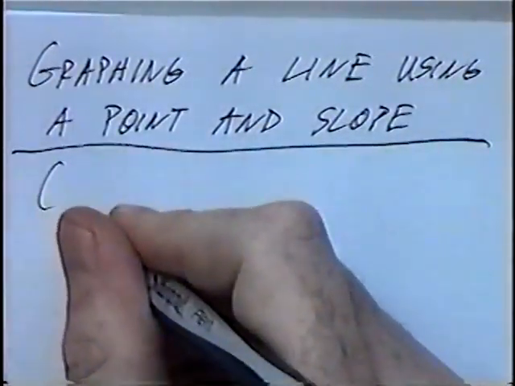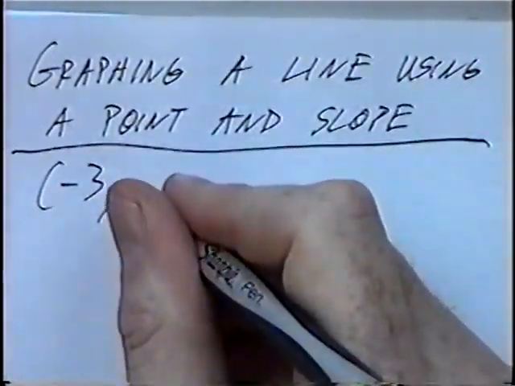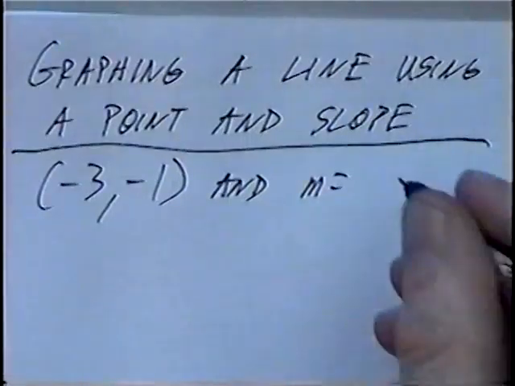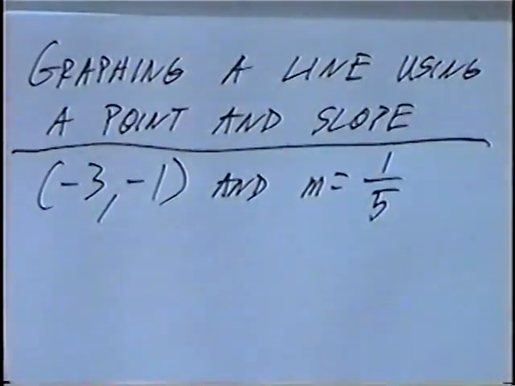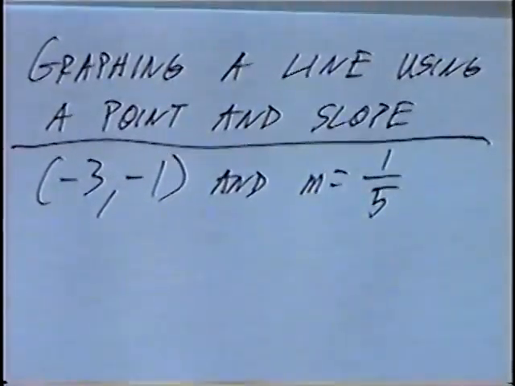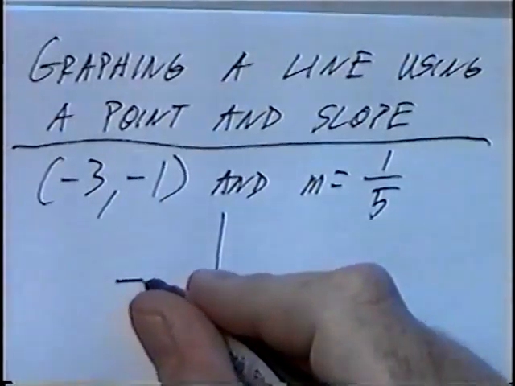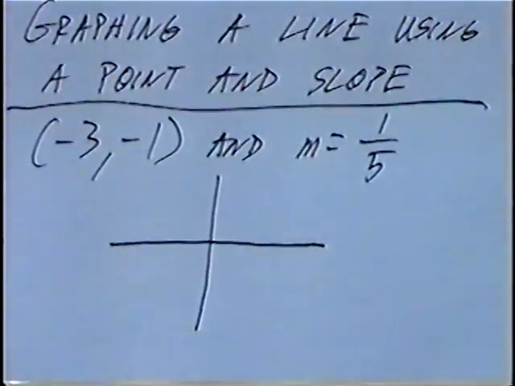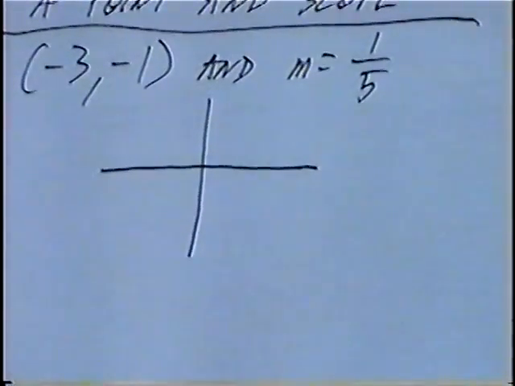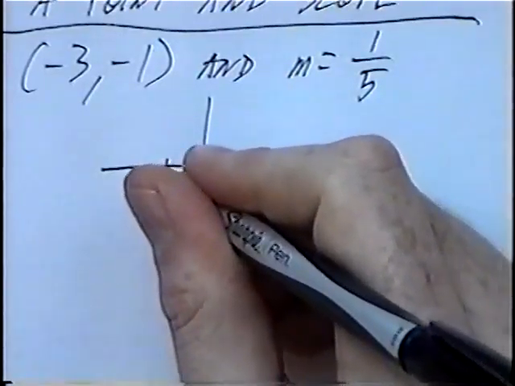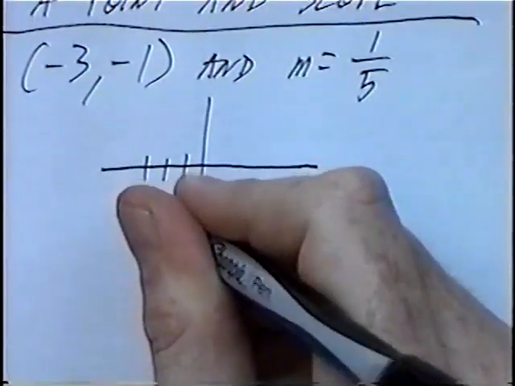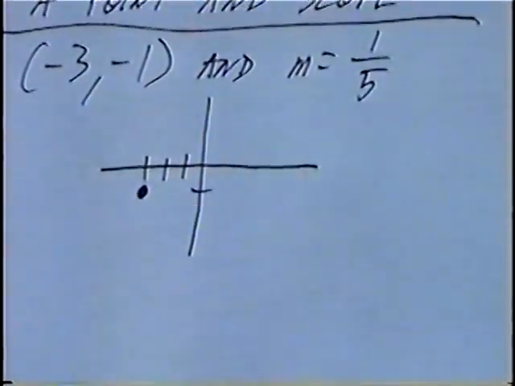First question, the point is negative 3 comma negative 1, and m equals, or the slope equals, 1 over 5, or 1/5. Using a point and a slope, we can draw the graph by drawing the xy axis. We'll start with the point first, negative 3 comma negative 1. The x value is negative 3. The y value is negative 1. So negative 3, negative 1 would be the point.